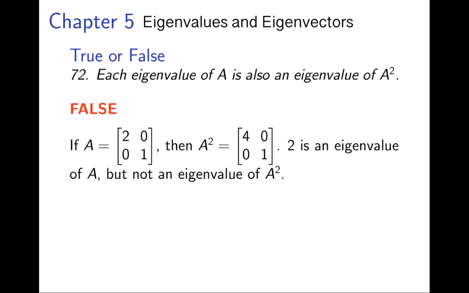Since A is an upper triangular matrix, or a diagonal matrix in particular, you could get its eigenvalues by just reading off the entries of the main diagonal. So we see that 2 is an eigenvalue of A, but it's clearly not an eigenvalue of A squared. The eigenvalues of A squared are 4 and 1.